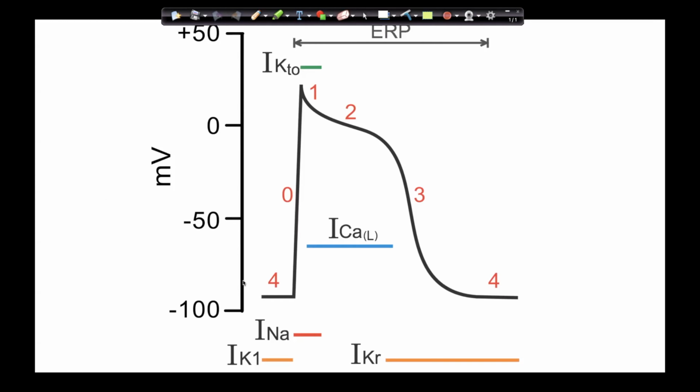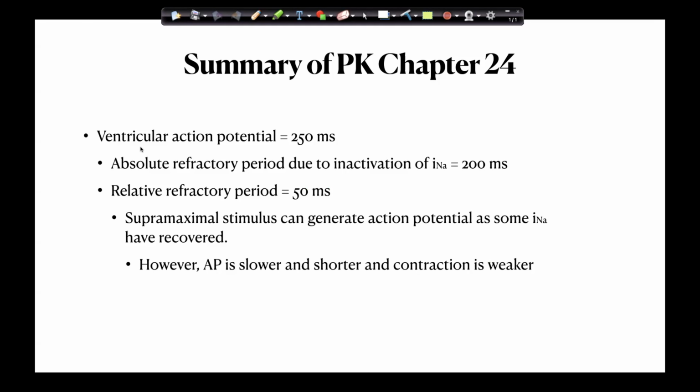And that's the diagram here that we need to draw. Now, when we look at the duration, the ventricular action potential duration is approximately 250 milliseconds, and the absolute refractory period, due to inactivation of the fast sodium channels, is 200 milliseconds. And then after that, you get a relative refractory period of 50 milliseconds. What that means is that a supramaximal stimulus can generate action potentials as some of the fast sodium channels have recovered. However, the action potential is slower and shorter, and contraction is weaker.